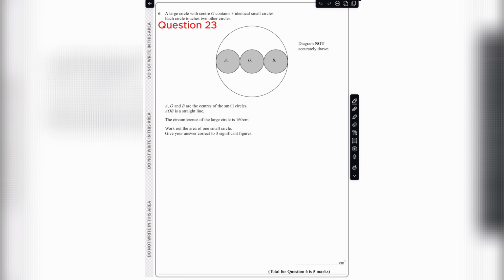So the first thing we need to identify is that the circumference of a circle can be determined by multiplying pi and the diameter. And this is also the same as 2 pi times your radius. So we can state that 2 pi multiplied by the radius of the large circle equals 160 centimeters. So the radius of the large circle can be determined by dividing 160 by 2 pi, and that simplifies to 80 over pi centimeters.